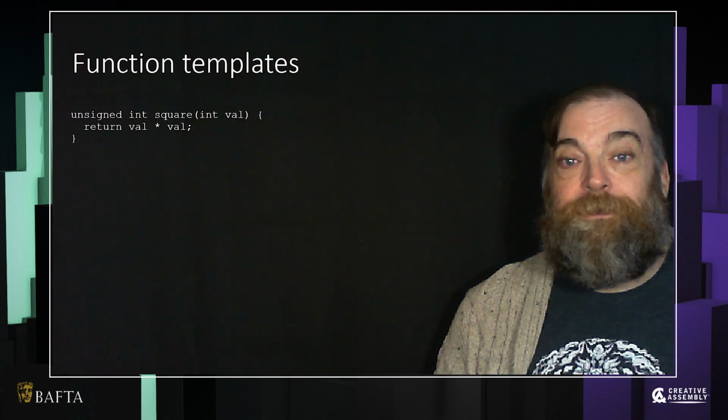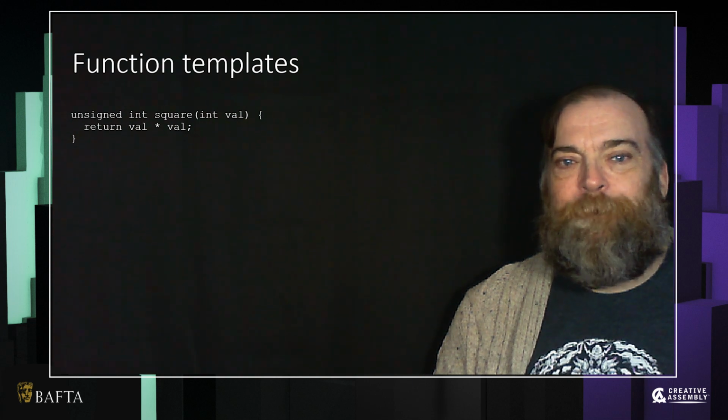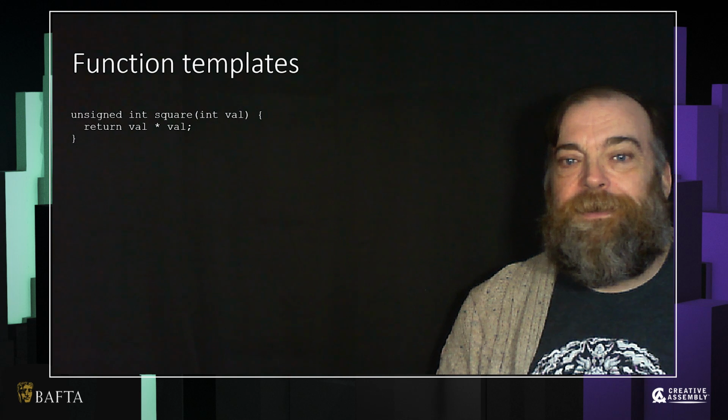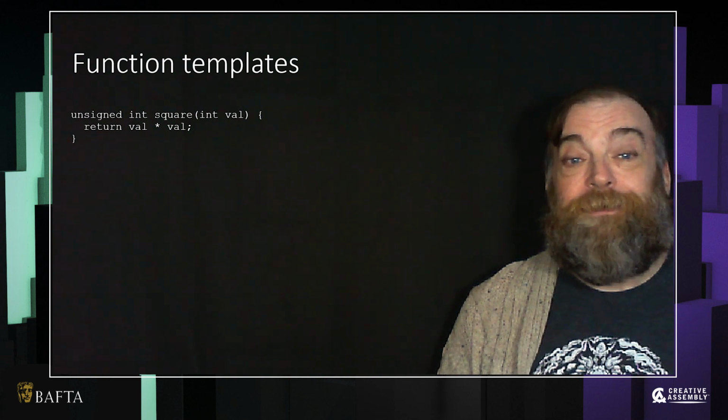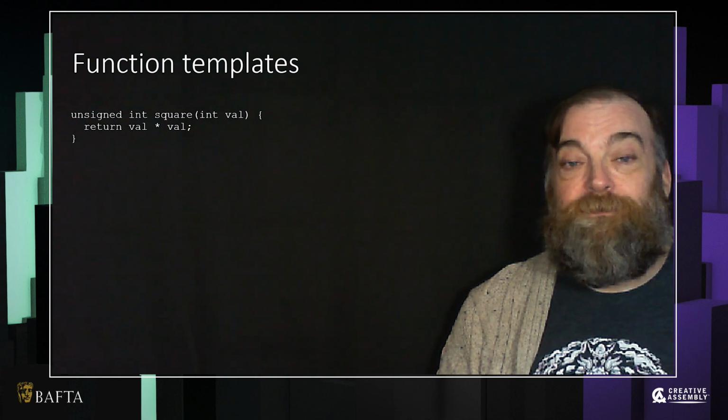So here's a simple example. This function will take an integer and return the square of that value, but there are some things wrong with it. It doesn't guard against overflow. It returns an unsigned value, and you shouldn't use unsigned for arithmetic operations, but that looks like a typical square function to me.